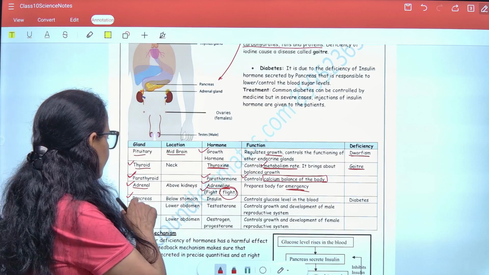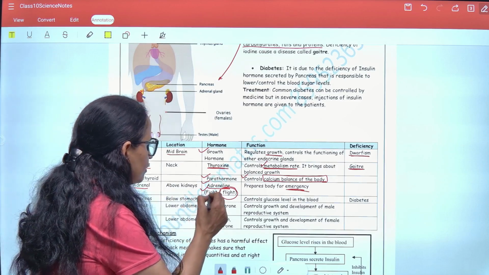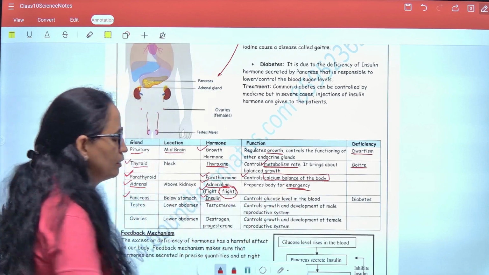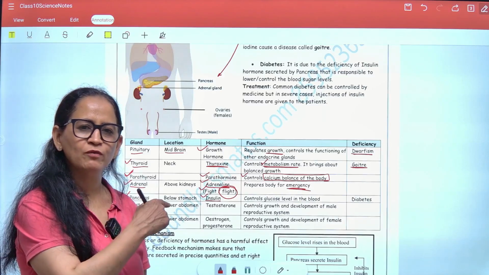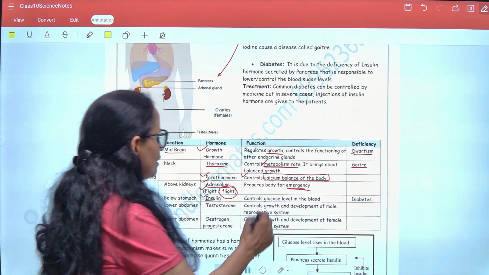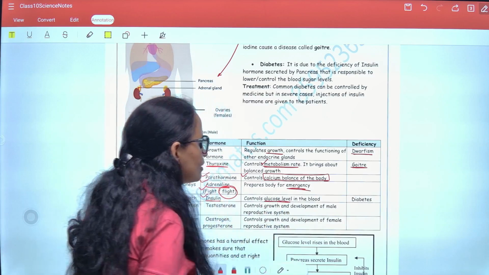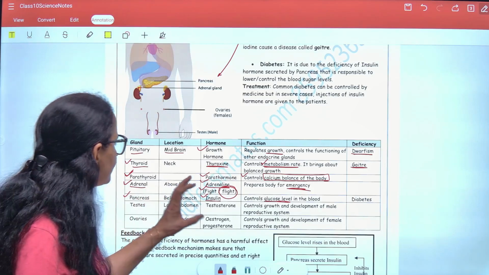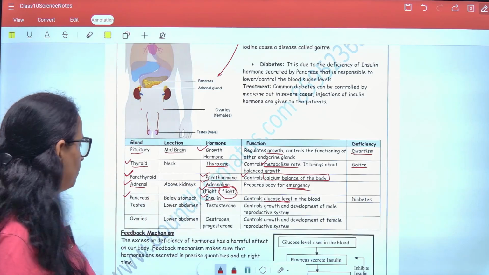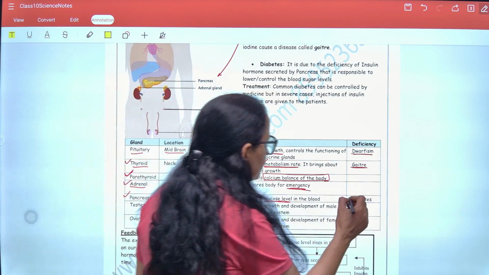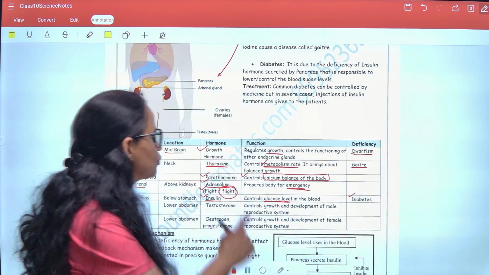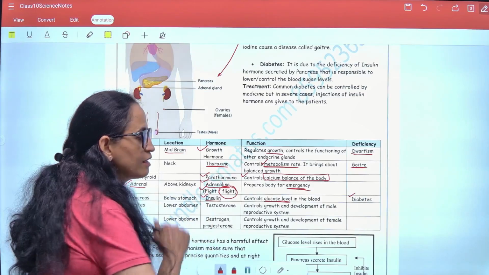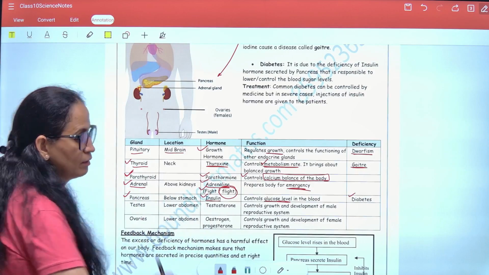So the pancreas regulates the glucose level in the blood by secreting a hormone called insulin. Insulin is the name of the hormone that regulates the amount of glucose in the bloodstream. And if there is not enough insulin being generated by the pancreas, then that condition is called diabetes, when the sugar level in the blood increases beyond a limit because of less insulin being produced by the pancreas, right?